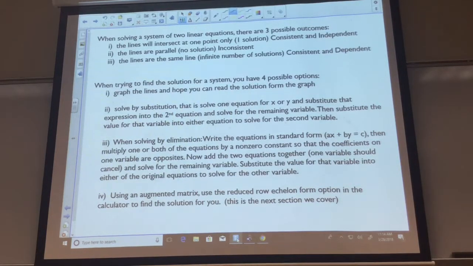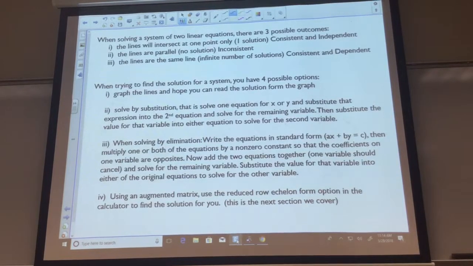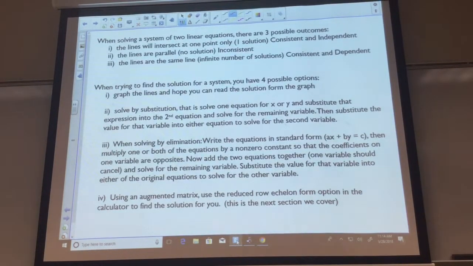So how am I going to be expected to go about solving a system? Well, there's 4 ways you can actually solve systems, 4 viable ways. The 5th way is not a good choice.